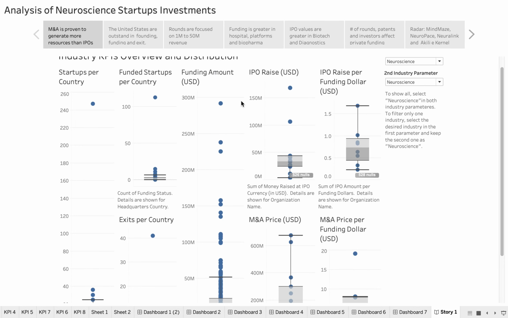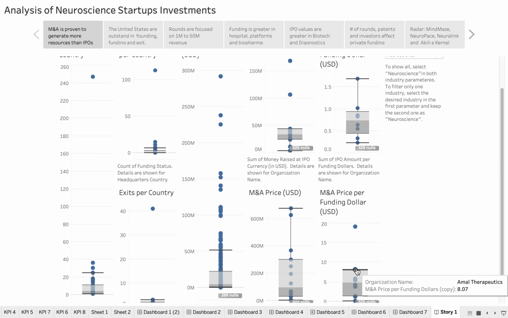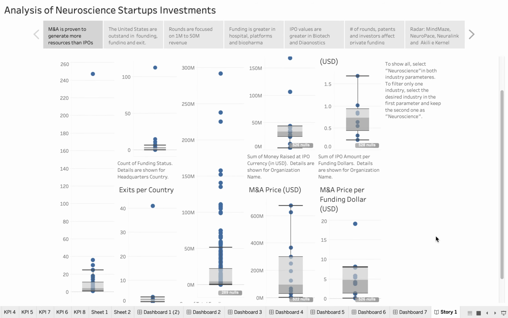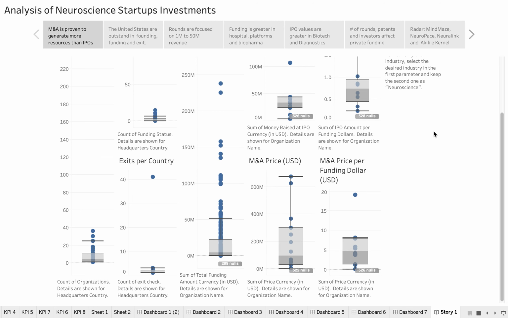We also compared the funding to the exit prices, which would be the return per investment of the venture capitalist. So we can see that an M&A, for example, can return almost 20 times more than an IPO. And even when we consider the average return, it's a better option.